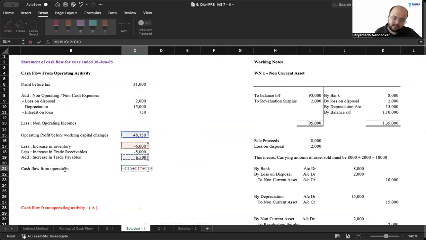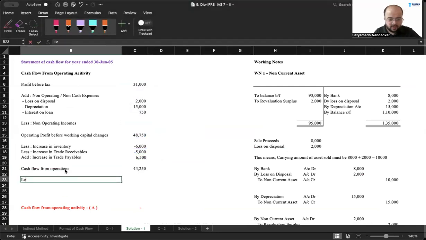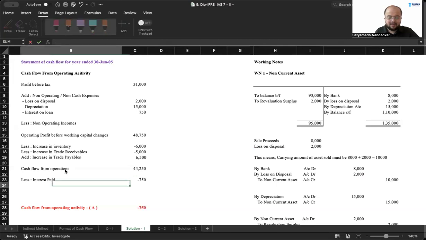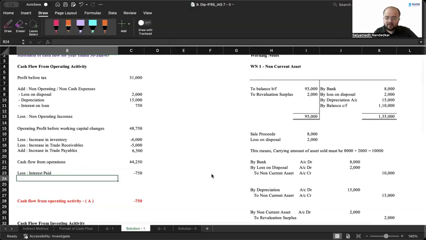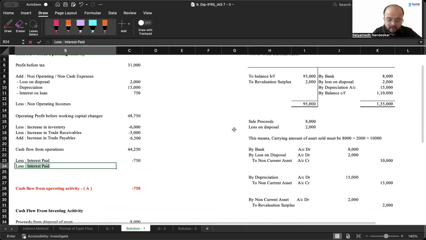48,750 minus this plus this, 44,250 less interest paid. How much? 750. How do I know 750? Okay. Now there is interest expense in P&L 750 and there is nothing payable. Had any amount been payable, we would have written it in the balance sheet. They would have shown it. If nothing is given, that means there is no payable and that means the entire amount of interest has been paid off.